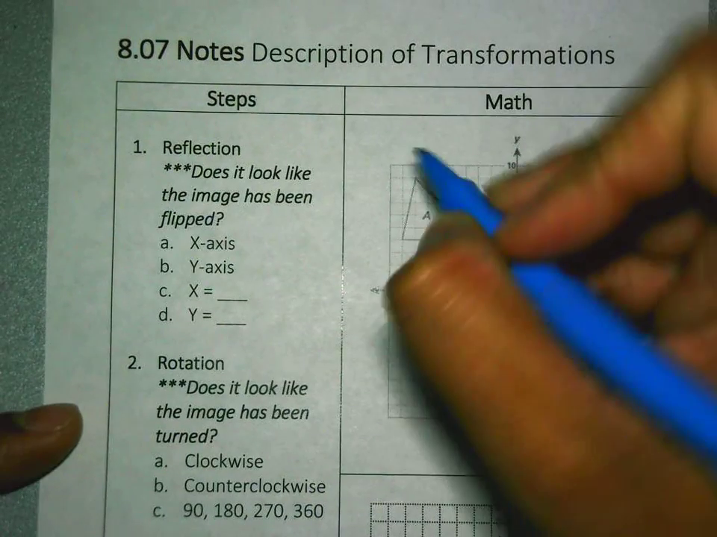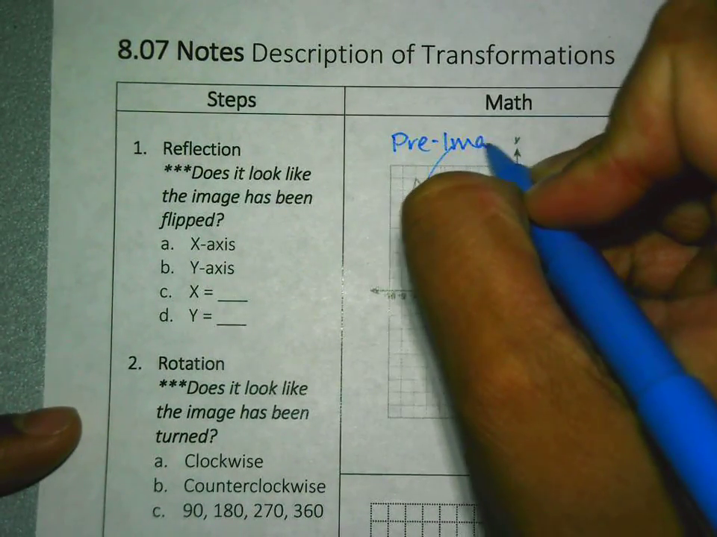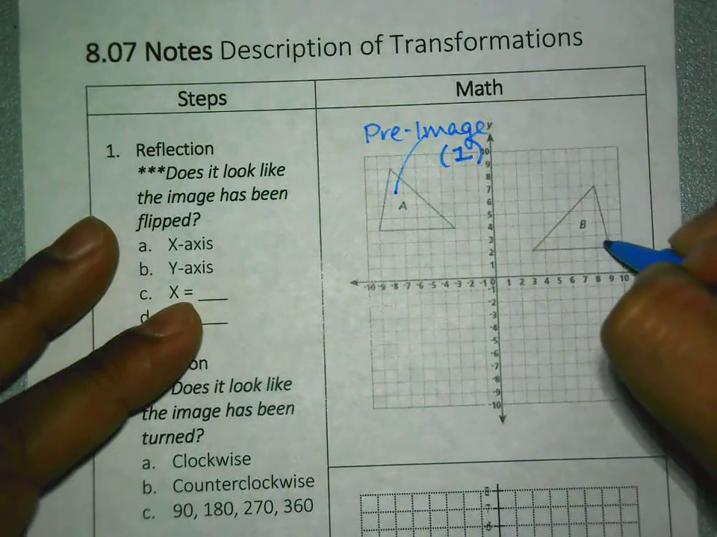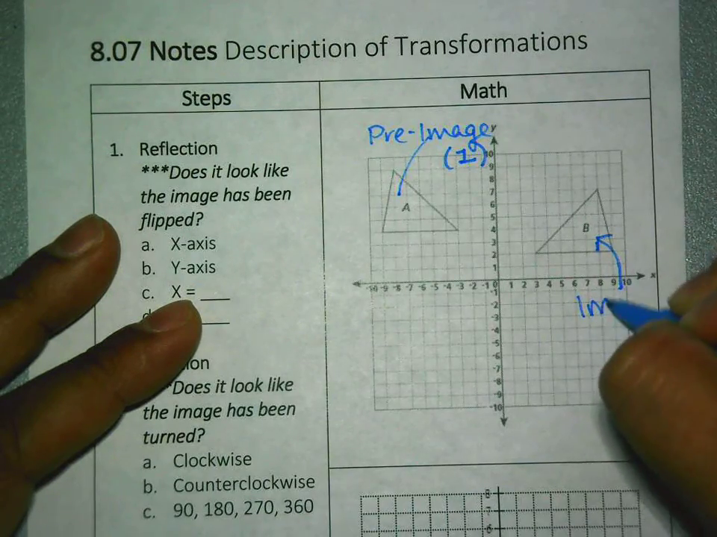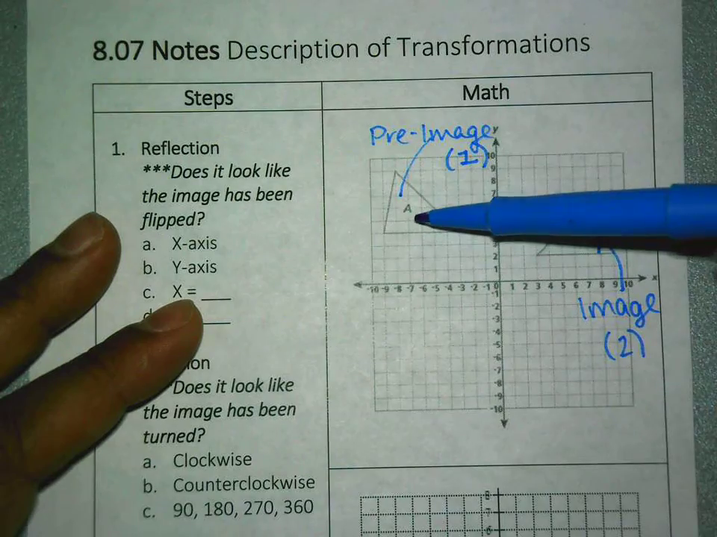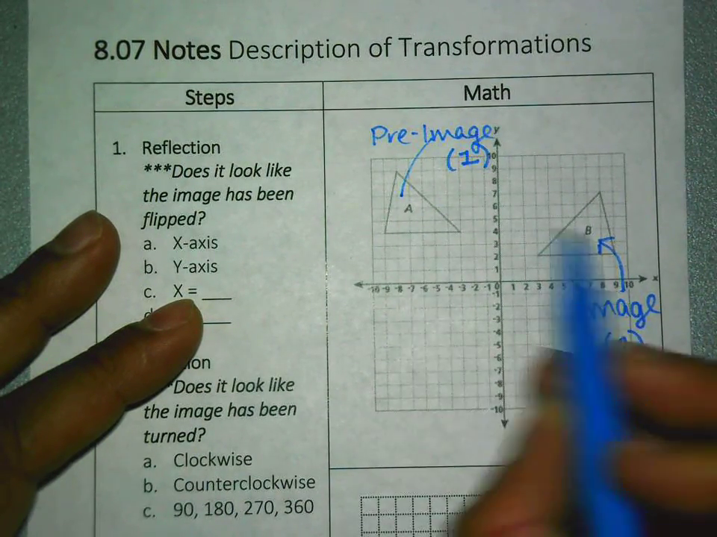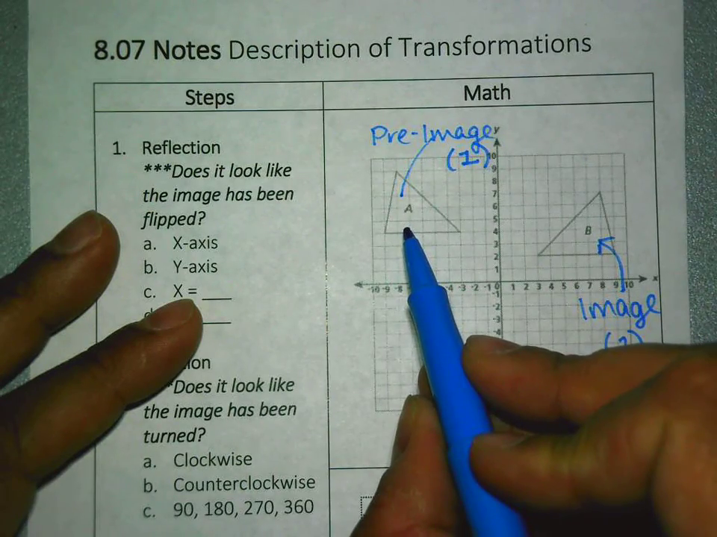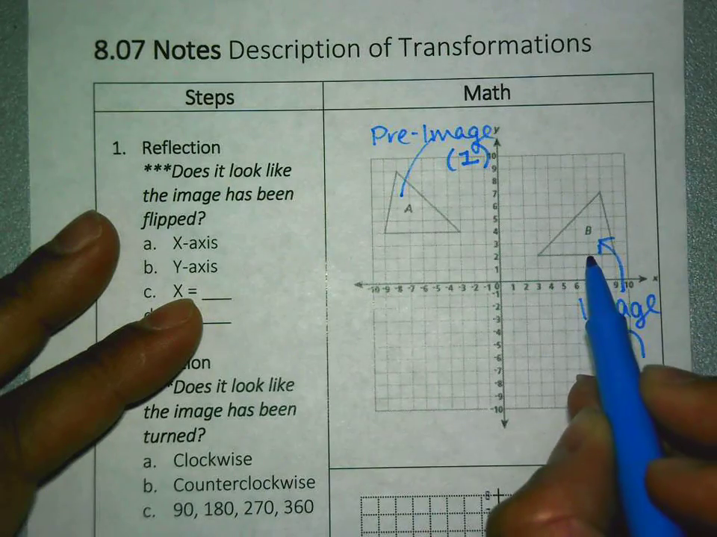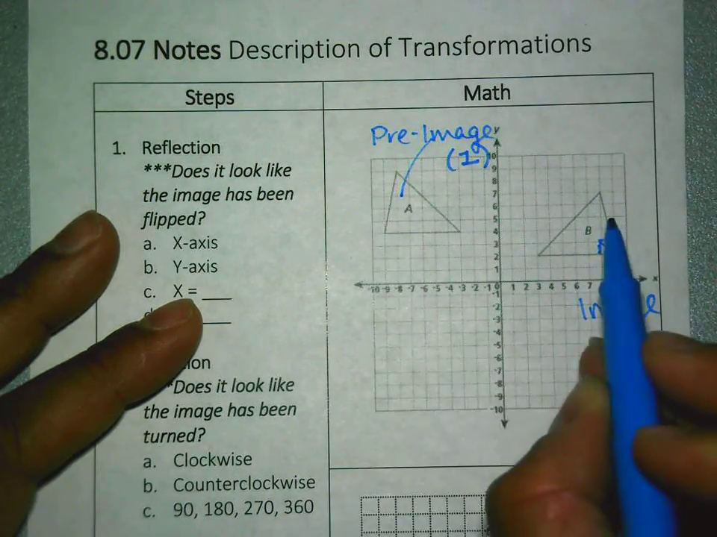So I know that A is my pre-image, so the first image, and that B is my image or the second image. And I know that because A comes first in the alphabet, B comes second. When I'm looking at these two triangles, I can tell that they're not being slid. Like A has not slid over to become B. It looks as though there's been a reflection. And I can sort of just see that in my mind's eye.